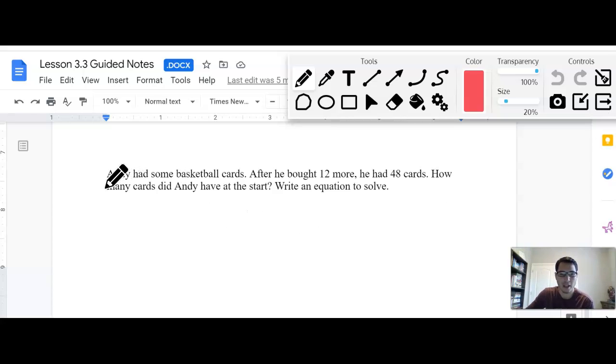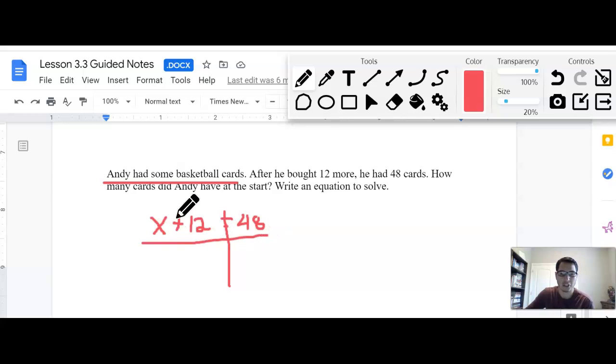So we can go ahead and just start. Andy had some basketball cards. Do we know how many? Nope. So we use a variable. I'm going to use the variable x. After he bought 12 more, that should be plus 12. He had 48 cards, so equals 48. How many cards did Andy have at the start? At the start is our variable x. So what we need to do is solve for x.